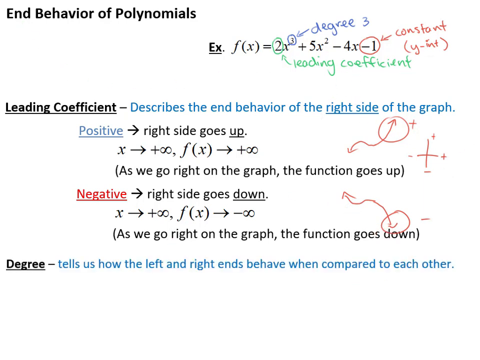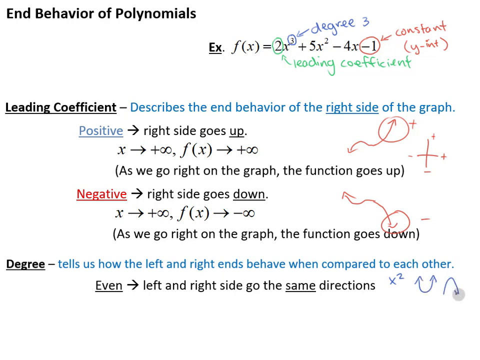Again, the degree, which we talked about back up here in blue, tells us how the left and right end behave when we compare to each other. Specifically, if I have an even degree function, so if it's degree 2, or degree 0, or degree 4, or 6, or 8, any number, if the highest power is even, the left and right hand side will go the same direction. So think about, for instance, x squared. We had parabolas that opened up or opened down, but they were either both going up or both going down. The left and right behaved in the same way. That's true about x to the fourth, x to the sixth. They're either both going up, the left and right hand sides, or both going down.